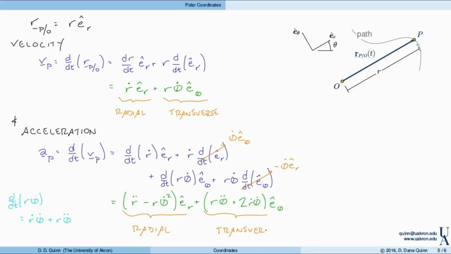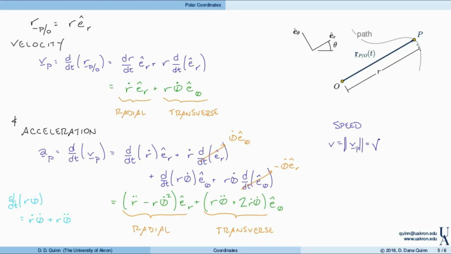And these are just the names that we give to these two components. So we have the radial component of velocity, the transverse component of velocity, and then the radial and transverse components of acceleration. Now, I will note that the speed of this point is defined as the magnitude of velocity. So v, and this is a scalar, is the magnitude of the velocity. Again, the velocity is a vector, but the magnitude is a scalar.